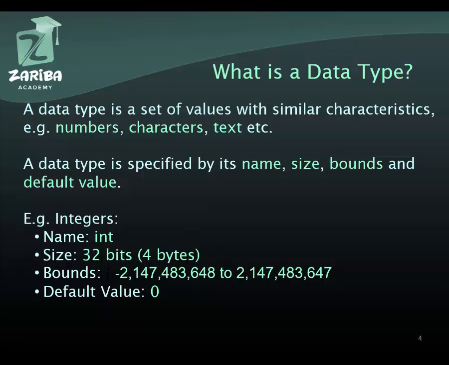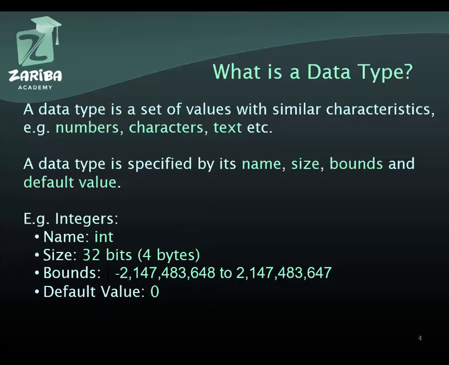Okay, what is a data type? A data type is a set of values with similar characteristics, or I would like to call them a group of objects with something similar. These can be numbers, characters, text, or other things that we'll be looking at in a minute. So a data type is specified by its name, size, bounds, and the default value. Some data types don't have bounds, for example, but this is kind of the main definition.